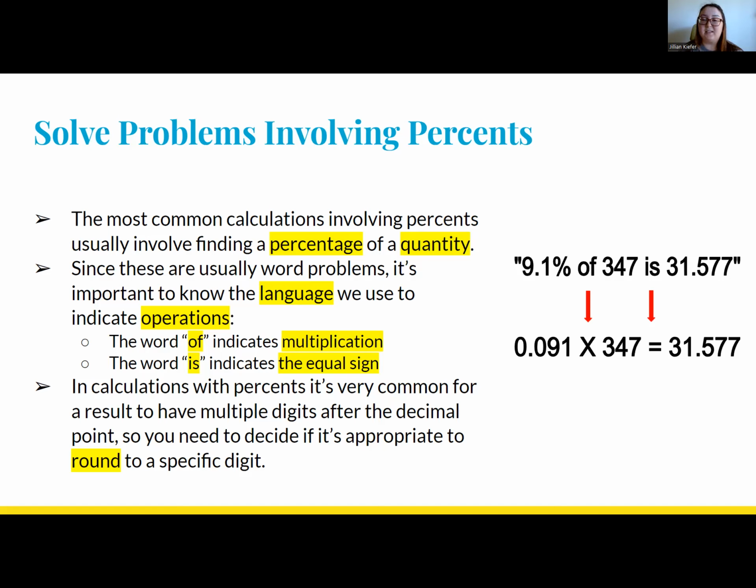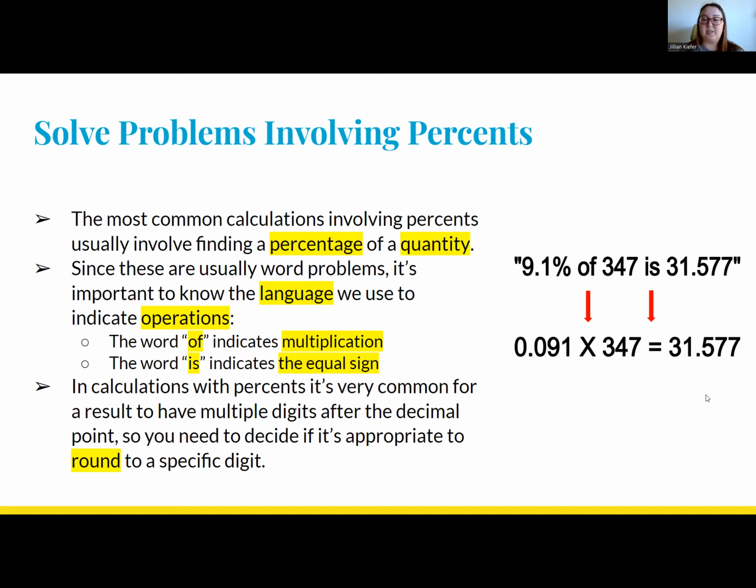When you see the word "is," this really means equals or the equal sign. So we can translate our statement, 9.1% of 347 is 31.577. When we change that into a math equation, we change from percent to decimal because we always want to do that when we actually calculate things. So this becomes 0.091 times 347 equals 31.577. So we see how we translated the wording and the phrase that we had into a math equation.